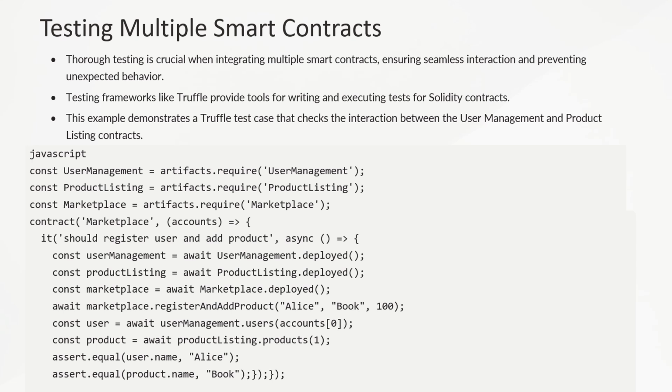It retrieves the user and product details from the respective contract using the user's account and product ID. It then performs assertions to validate that the user's name is Alice and that the product added is named book. This test case ensures that the marketplace contract, along with the integrated functionalities of the user management and product listing contracts, correctly registers users and adds products, thus validating the integration and functionality of the entire decentralized marketplace system.